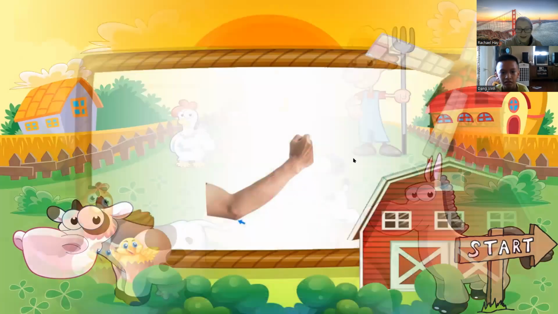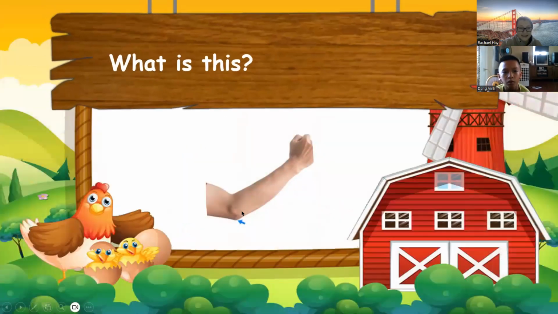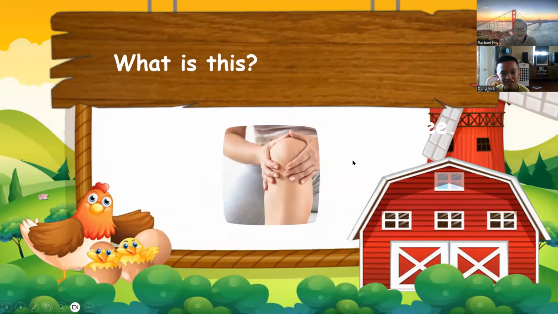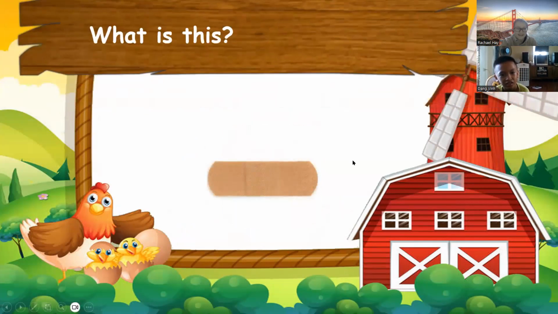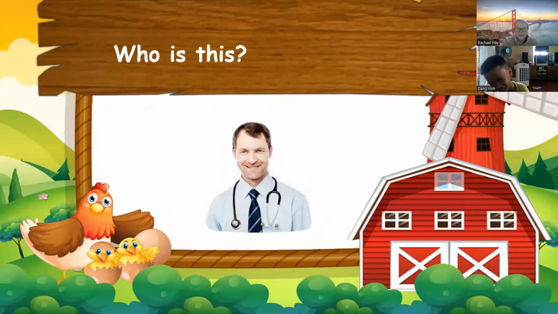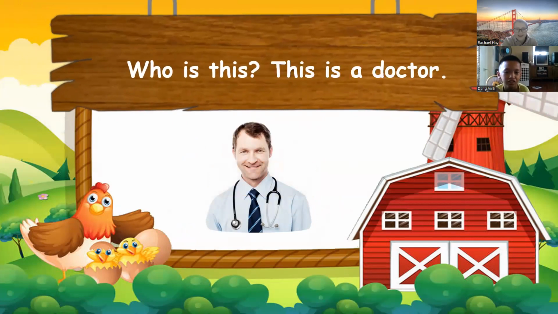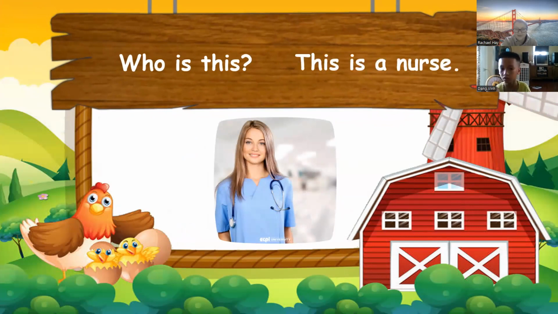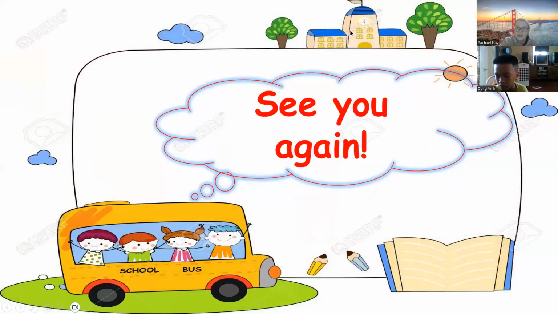Okay, let's see what we are doing. Elbow. Okay, what is elbow? Knee. It's a knee. It's a bandage. Who is a doctor? Good job. It's a nurse. Good job. Okay, well done. We finished with that one. You're so quick today. Okay, do you want to play the game? No, thanks. Okay, you want to do some more work?